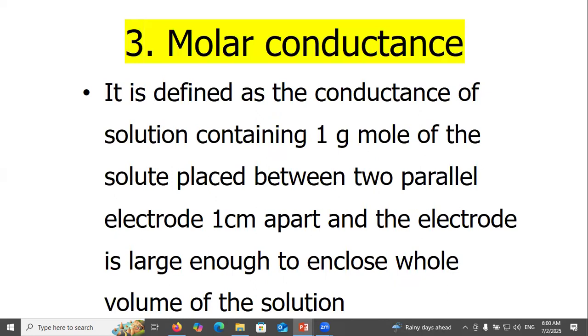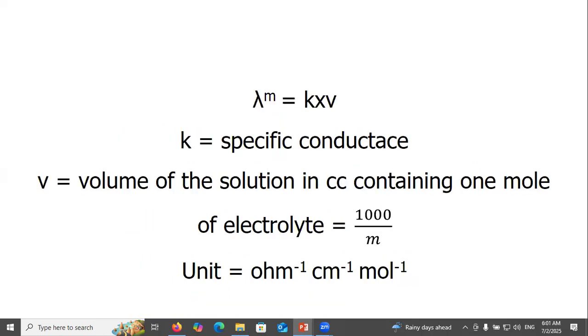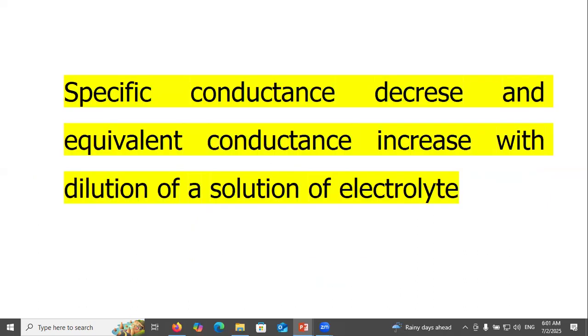Molar conductance is defined as the conductance of a solution containing 1 gram mole of the solute placed between two parallel electrodes 1 cm apart, and the electrode is large enough to enclose the whole volume of the solution. Lambda m equals K into V, where K is specific conductance and V is the volume of the solution in cc containing 1 mole of electrolyte, equal to 1000 over m. The unit is per ohm per cm per mole.